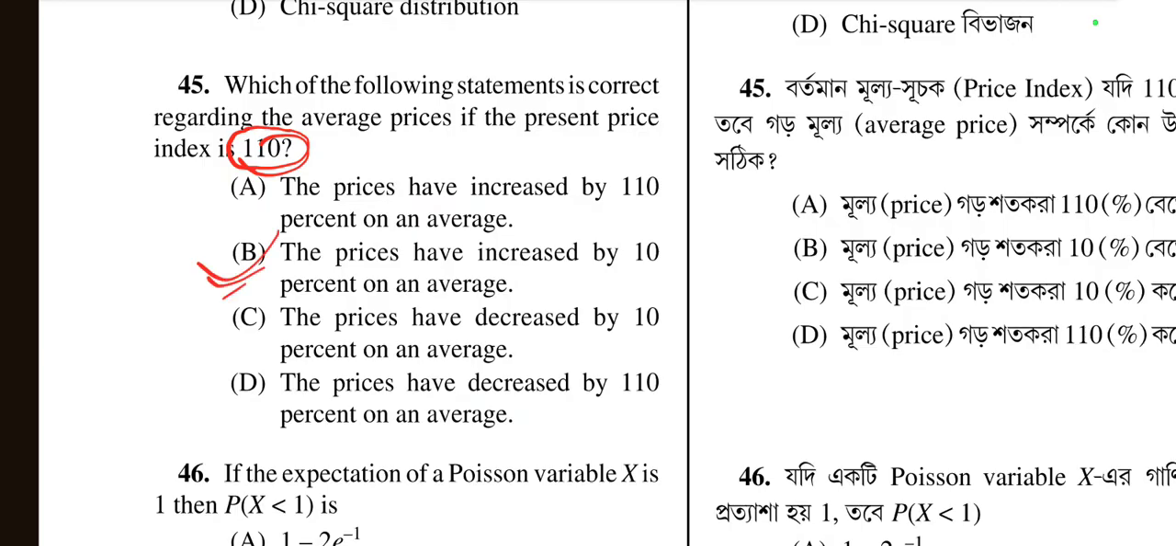So the present price index is 110. It means that prices have increased by 10% on average from the base period, usually represented by an index of 100. Base period is 100, then the prices have increased by 10% on average, and then it will be 110. So option B is the right choice here.